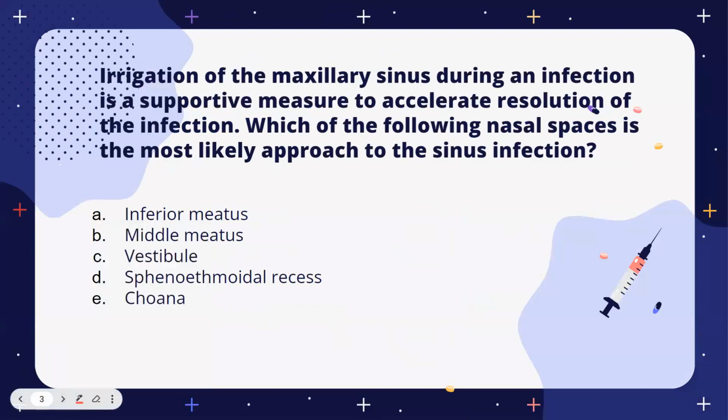Okay, here we go. So, the first question. Irrigation of the maxillary sinus during an infection is a supportive measure to accelerate resolution of the infection. Which of the following nasal spaces is the most likely approach to the sinus infection?